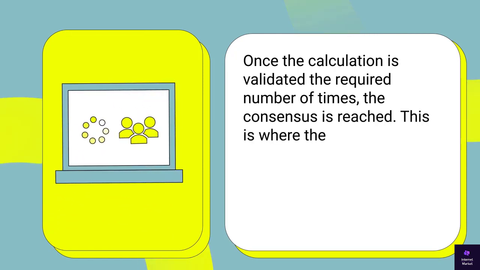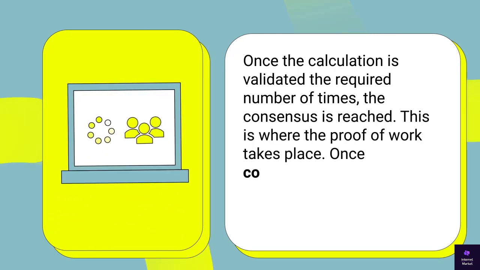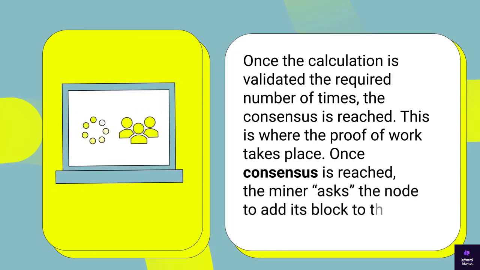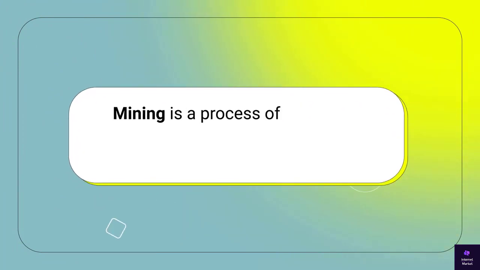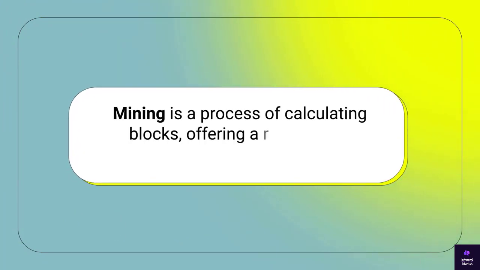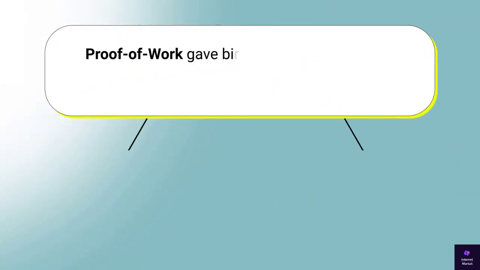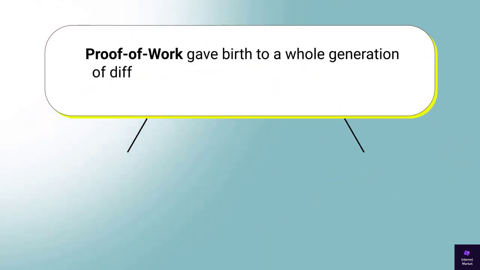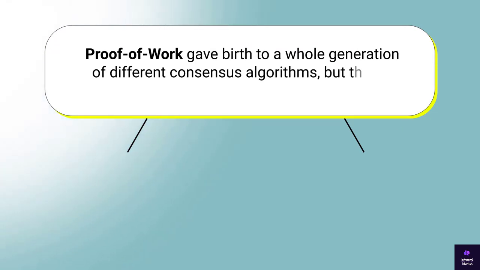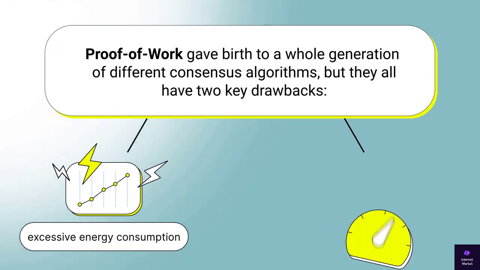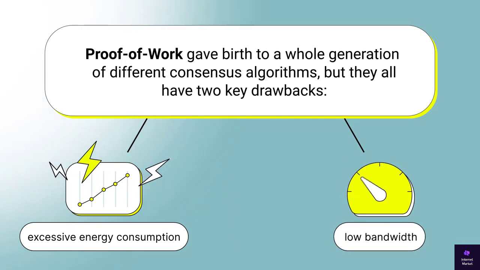This is where the proof of work takes place. Once consensus is reached, the miner asks the node to add its block to the chain. This way, mining is a process of calculating blocks, offering a reward from the system for the work done. Proof of work gave birth to a whole generation of different consensus algorithms, but they all have two key drawbacks: excessive energy consumption and low bandwidth, resulting in scaling problems for projects based on them.